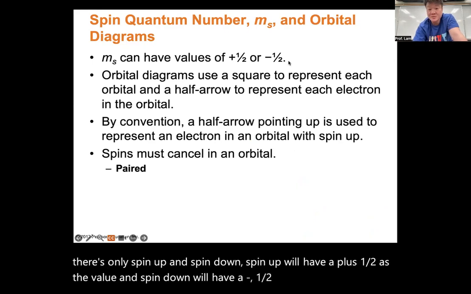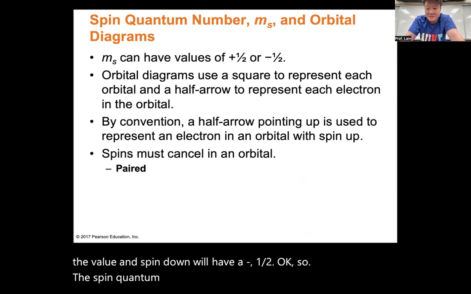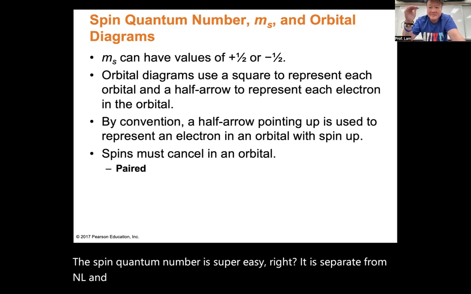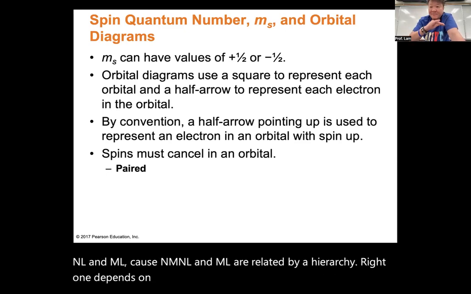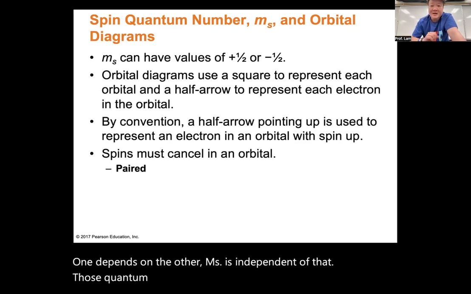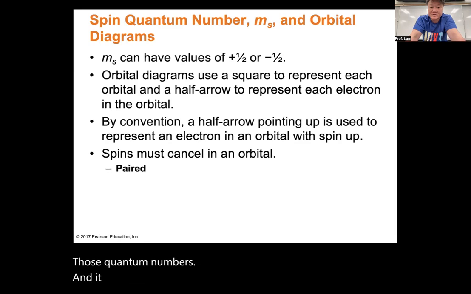So the spin quantum number is super easy, right? It is separate from N, L, and ML, because N, L, and ML are related by a hierarchy, right? One depends on the other. MS is independent of those quantum numbers, and it only has these two values: spin up plus 1/2, spin down minus 1/2.